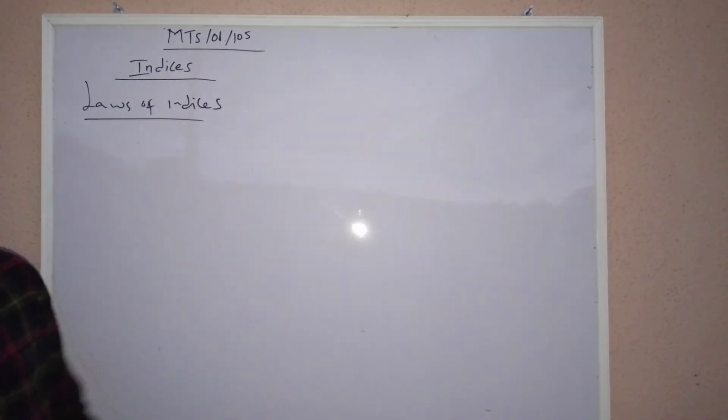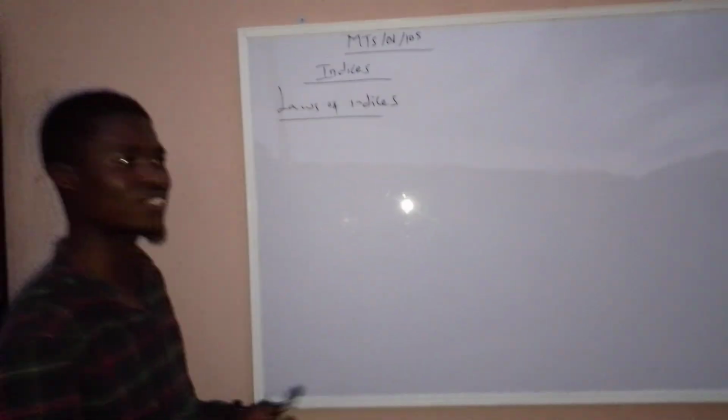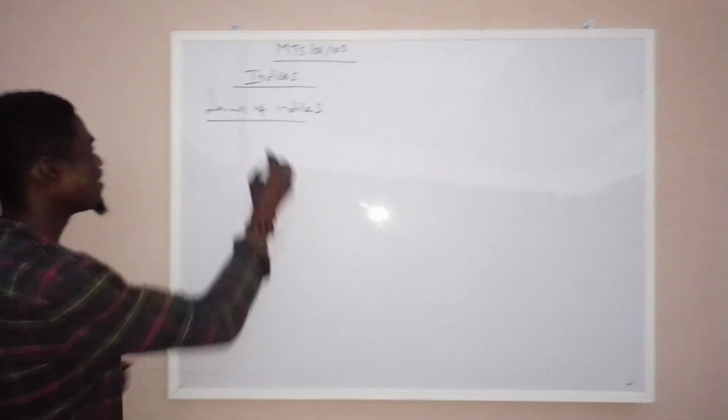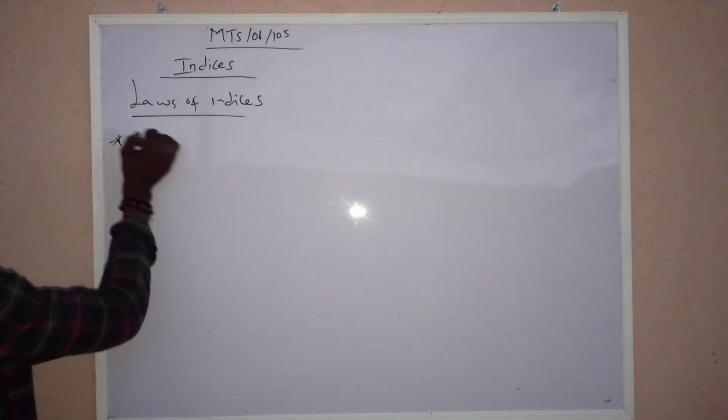So now laws of indices. I'm going to break the law. I'm going to break it. The multiplication law, the division, the fractional index, the zero index, the negative index, and so on. Alright. So let's start with the first one.